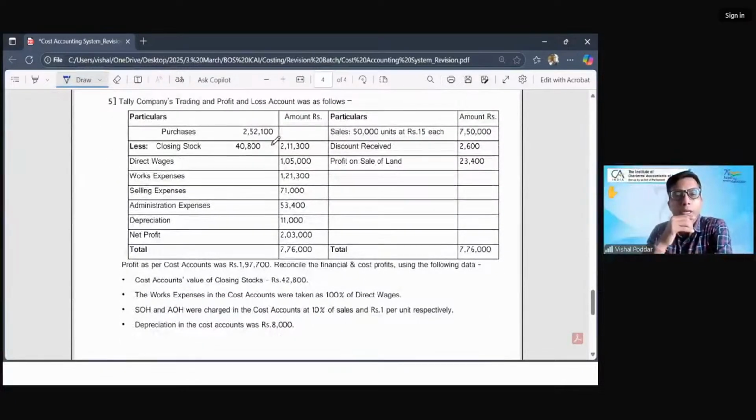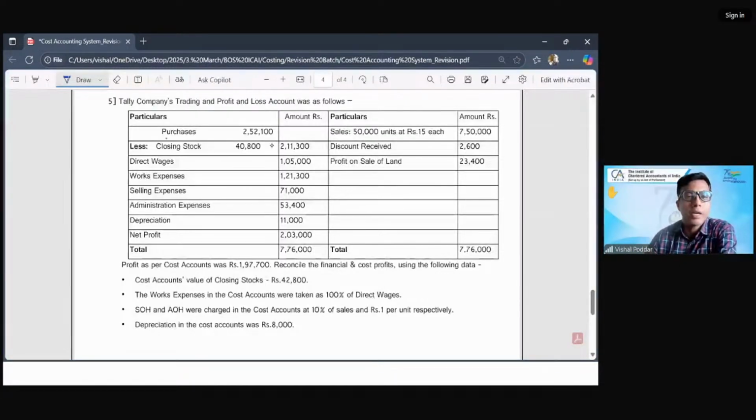So let us go to the next type of question. Now in this question, again, we have to do reconciliation, but the format is different. How is it different? In this question, you will find that they have already given the P&L and some other details. In the previous question, the difference between costing and accounts was already identified. Here, you have to identify the difference.